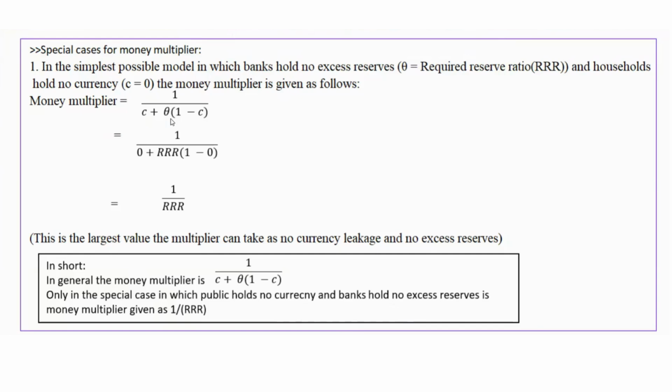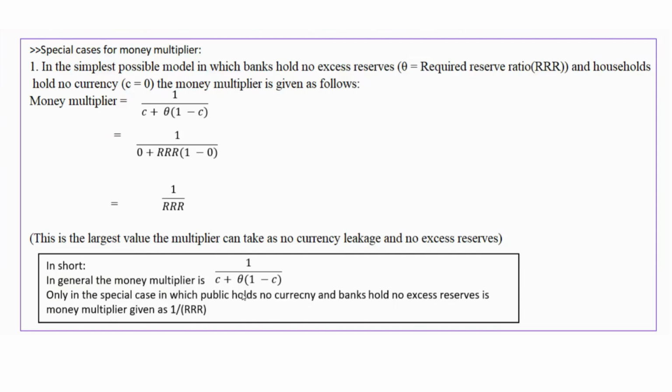banks hold no excess reserves. They only keep the minimum amount of reserves as required by the central bank. So theta is equal to the required reserve ratio in this case, which is set by the central bank. And we're saying that households hold no currency. So C, which is the fraction of total money demand held as currency, is just equal to 0 in that case. So in that case, the money multiplier simply simplifies to 1 by required reserve ratio.